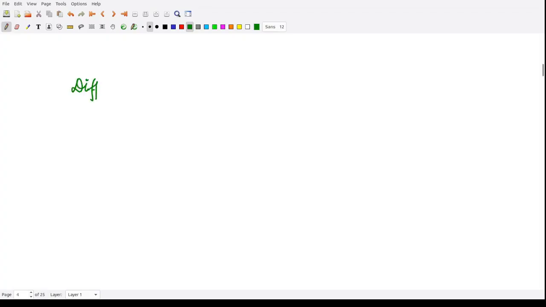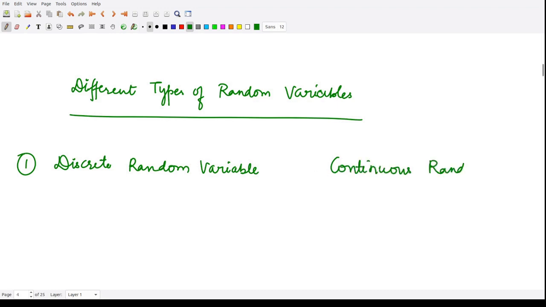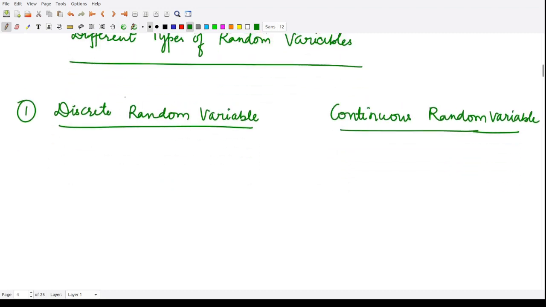The different types of random variables that we have. So we have two different kinds of random variable. One is discrete random variables, another one is continuous random variables. Right? In discrete random variables, you assign the variable certain discrete values.